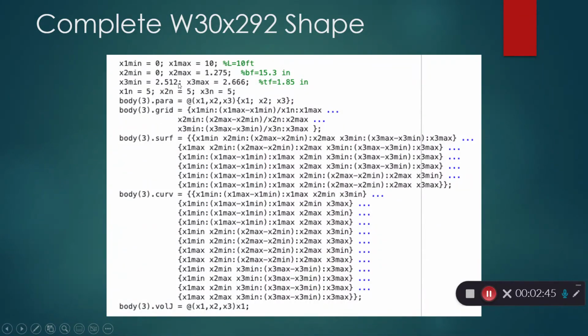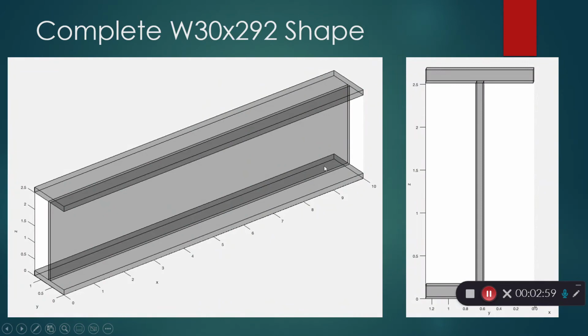The only thing that really changed from the bottom flange is the 2.512 to 2.666 feet, and that makes up for the thickness of the top flange and sets it on top of the web. And then here's what it looked like completed. This is the shape as it appeared, and then here's a cross-section view of the total shape.